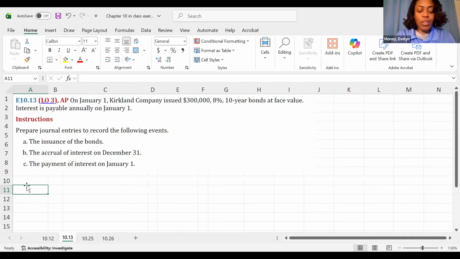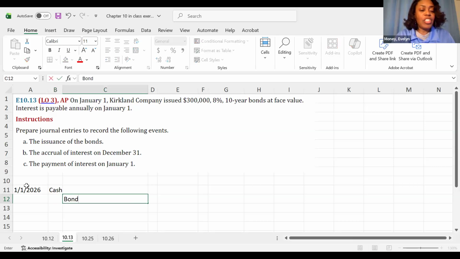Now, for this one, my first date is January 1. I'm glad I'm dealing with January 1 this time, so I don't have to worry about 5 months and then 7 months, and we'll use 2026. That doesn't look right. 2026. There we go.